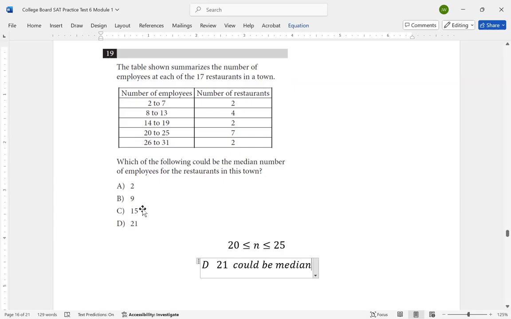15 is too small, 9 is too small, 2 is too small, because I know my median has to be between 20 and 25. Now, I listed things out long and counted, but you can also, again, use just the numerical values here. And when I listed things out, I used the small number, but you could have used a middle number. You could have used the high number. You could have used whatever you like.